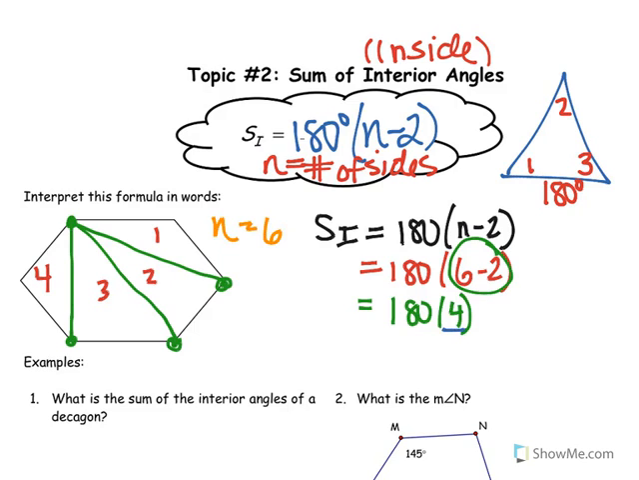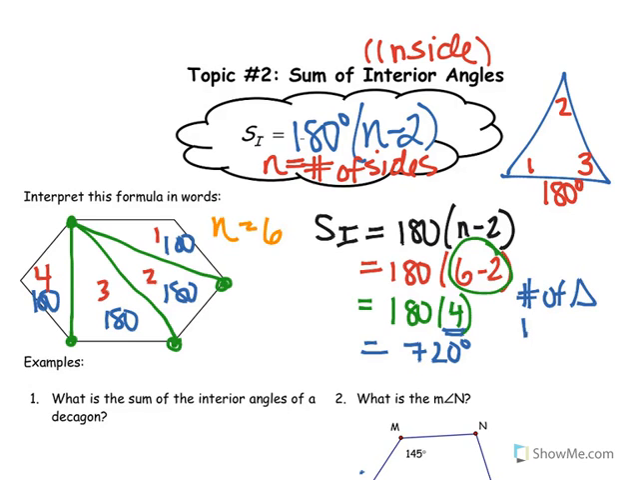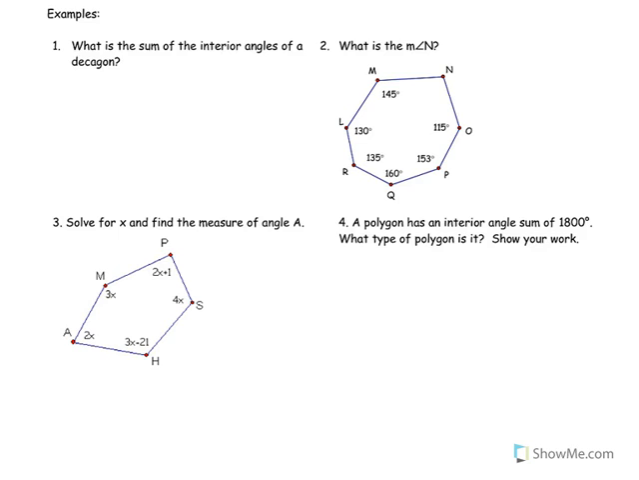And notice, I'm doing 180 times the number of triangles. There were 4 triangles that I could create. In each of those triangles, each of them is 180 degrees. So I have 180 degrees 4 times. And I believe when you do 180 times 4, you get 720. So I'm taking the number of triangles and multiplying that by 180 degrees. Let's look at a couple of examples now and actually apply this.